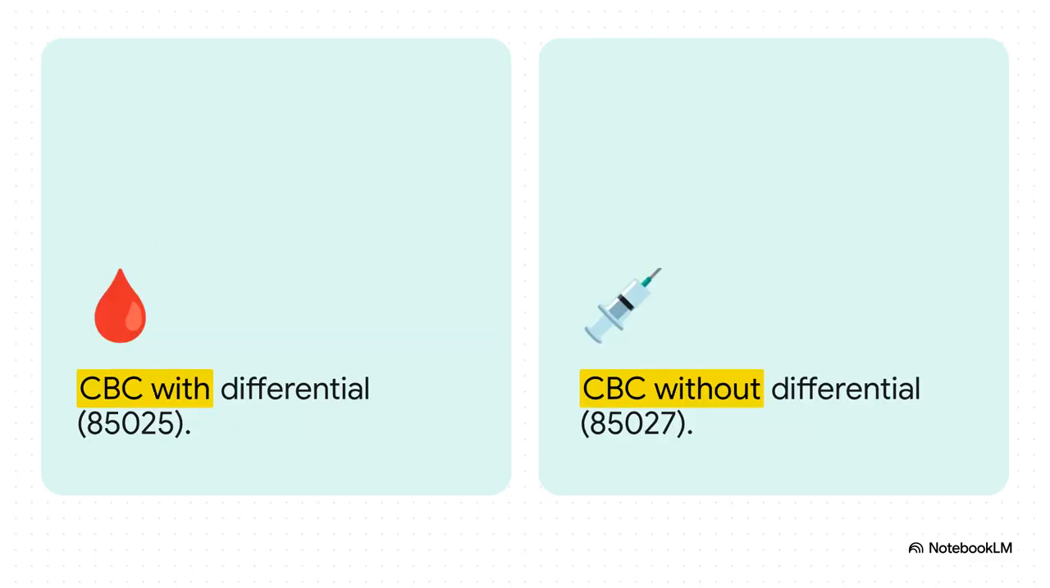We actually see a very similar binary framing over in hematology. Take a look at the complete blood count, or CBC. Your code selection completely changes based on just one tiny detail. Did the lab run an automated differential white blood cell count or not? If they did, boom, it's 85025. If they ran it without the differential, it's 85027. You have to read those operative reports incredibly carefully.